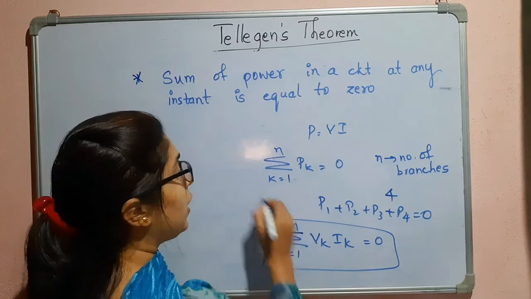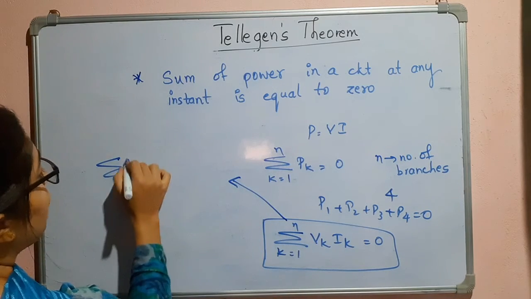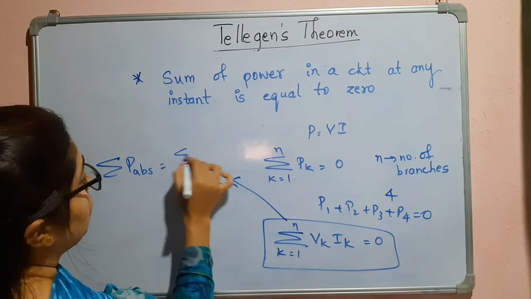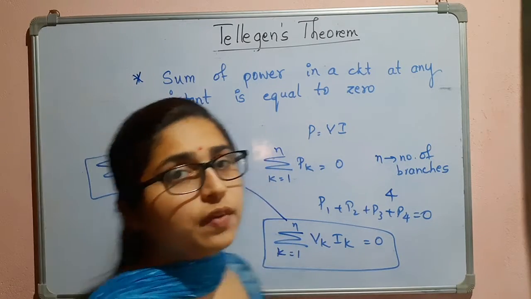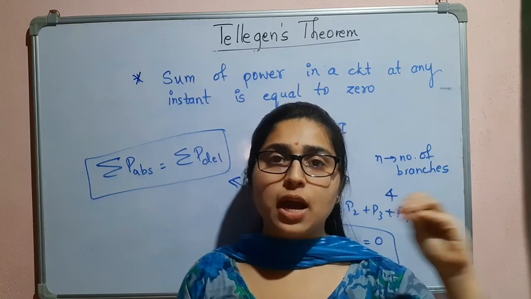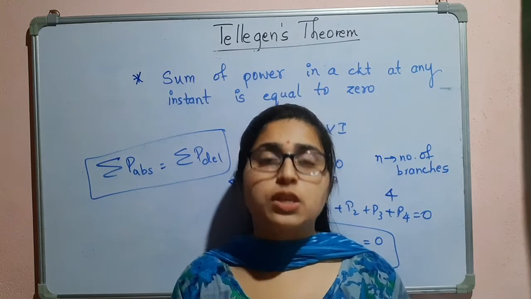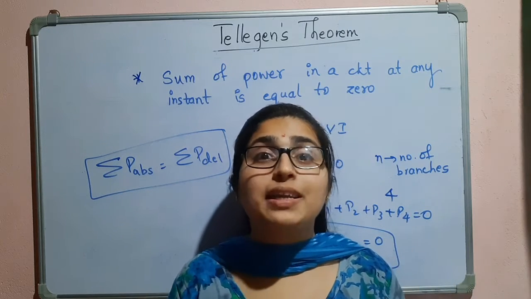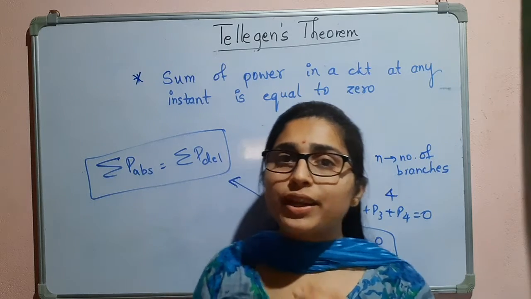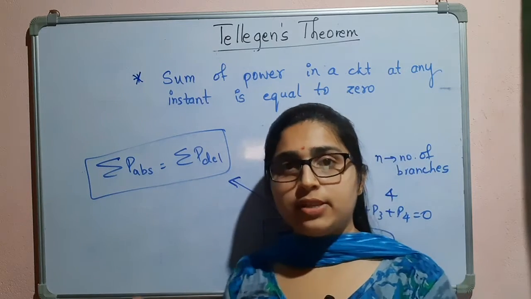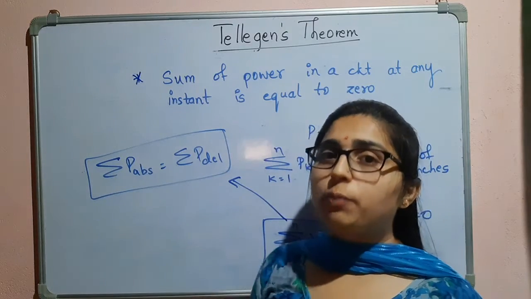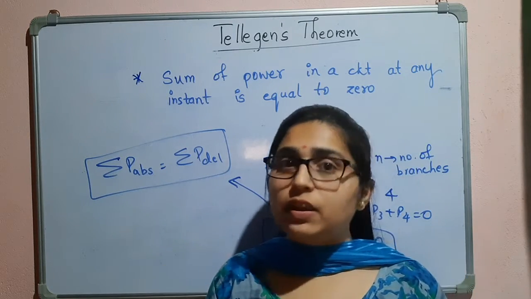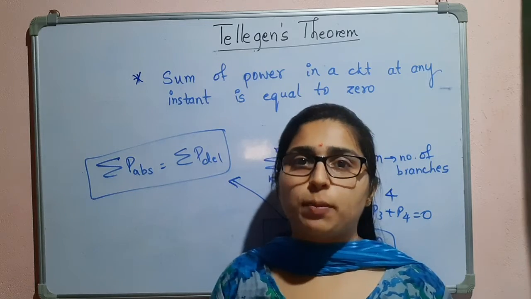From this we can also say that the summation of power absorbed is equal to the summation of power delivered. When there are active elements in a circuit, suppose you have a voltage source or a current source, they have the capability of delivering energy, so they will deliver some power. Resistors are passive elements, so they can absorb energy. Resistors can never deliver energy. They always absorb energy, right?